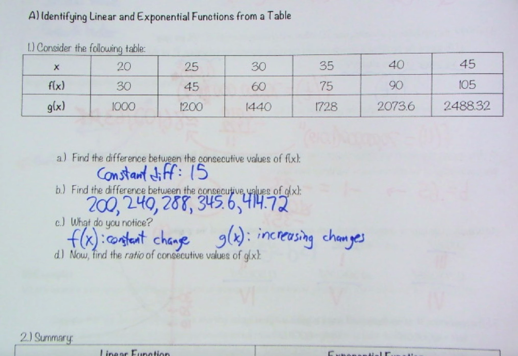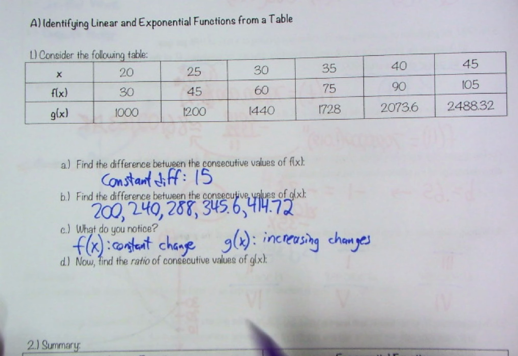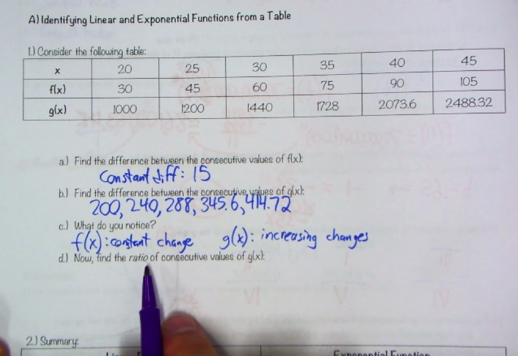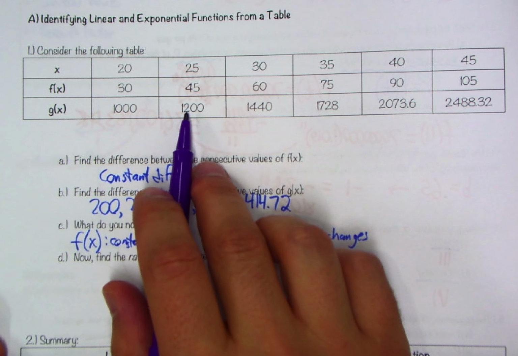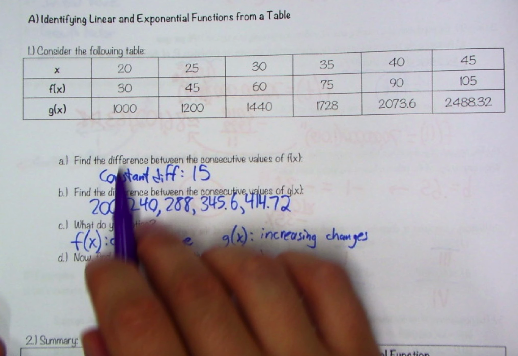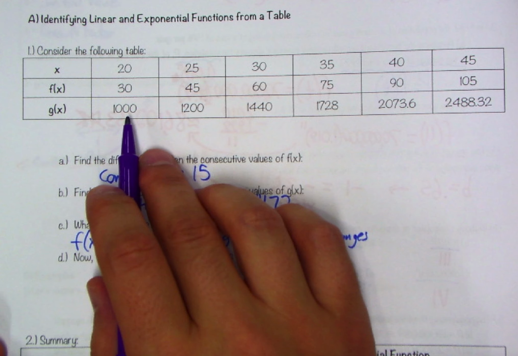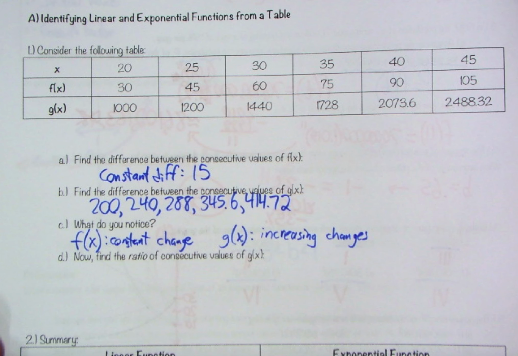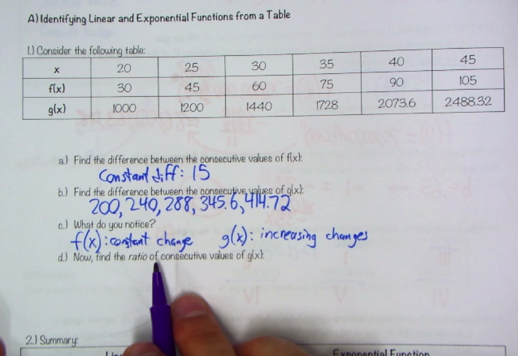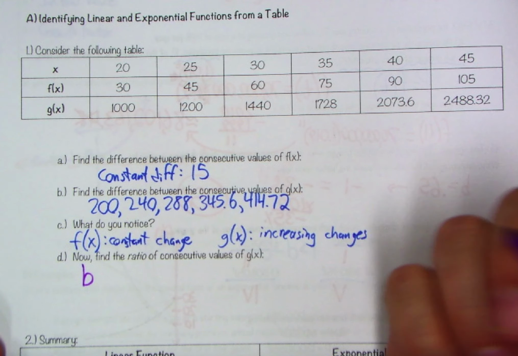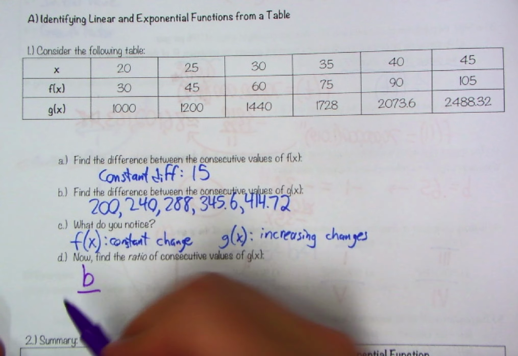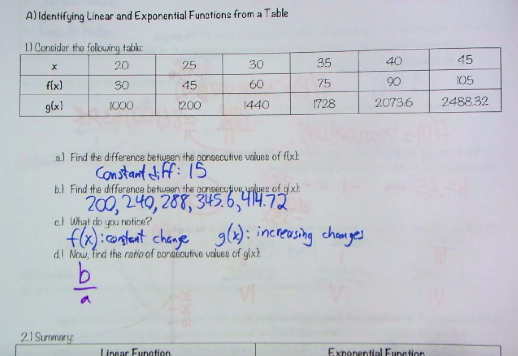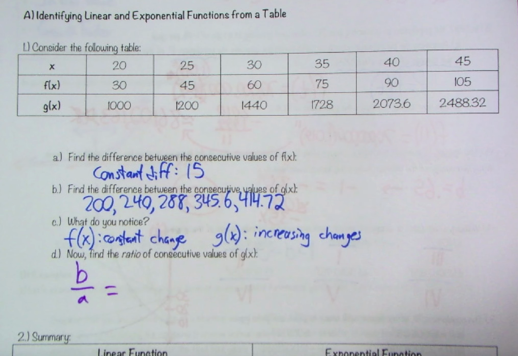Now, we're going to find the ratio of consecutive values instead, okay? What's the difference between a difference and a ratio? Really what it comes down to is the operation that you're doing, right? If we're talking about difference, you take a value and subtract the prior value to find, again, a 200, a 240, etc. Ratios, on the other hand, you would take the second value, let's refer to it as b here, divided by the prior value, in this case a, and that's going to give us our ratio.